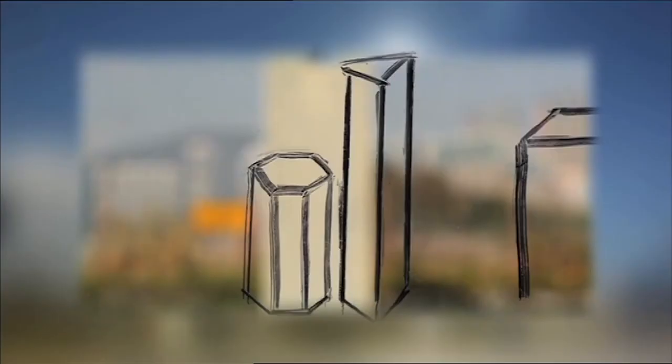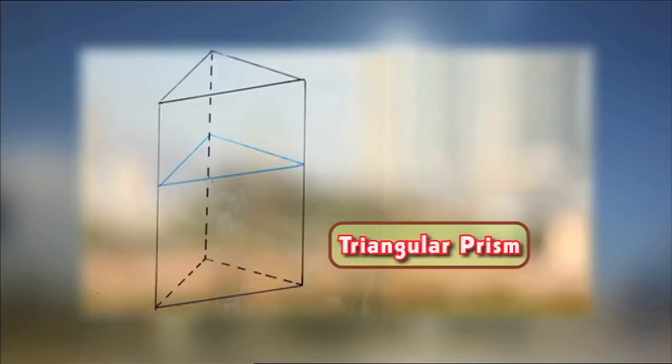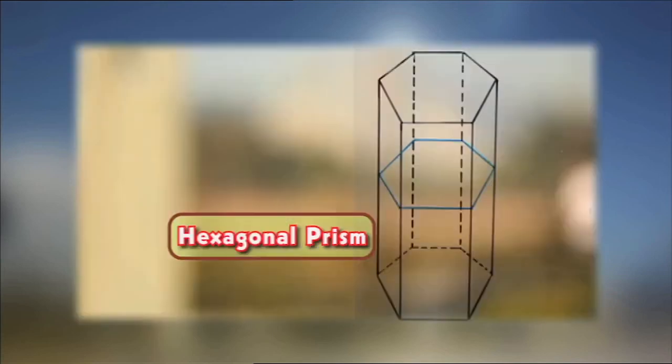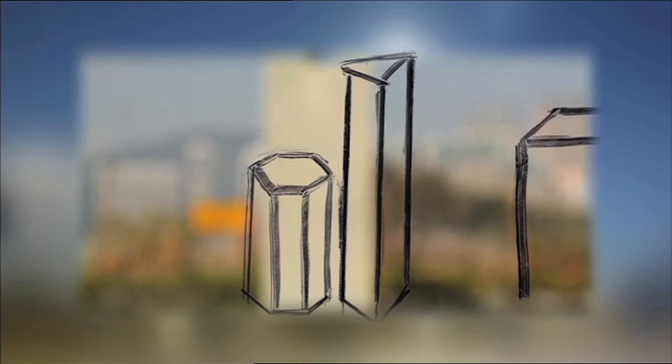The two buildings are prisms also. This building has a uniform triangular cross-section, so it's a prism. It's called a triangular prism. This building has a uniform hexagonal cross-section and is called a hexagonal prism. Their volumes can be calculated in this way.